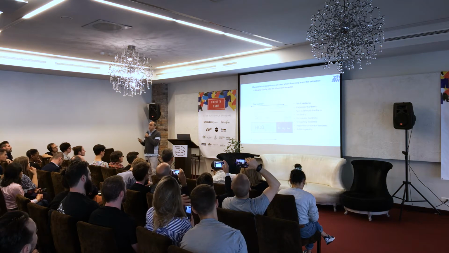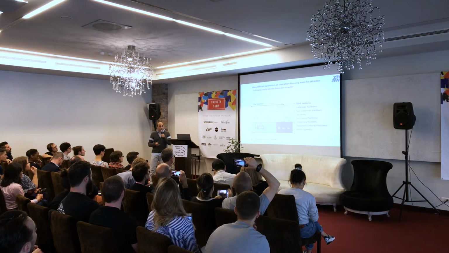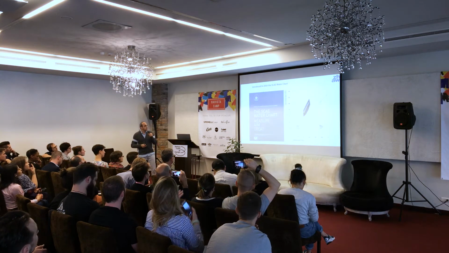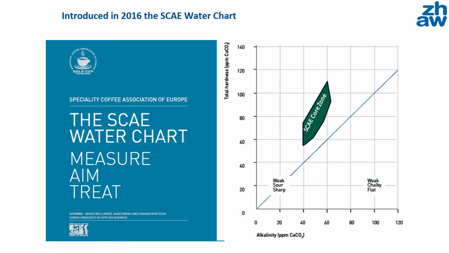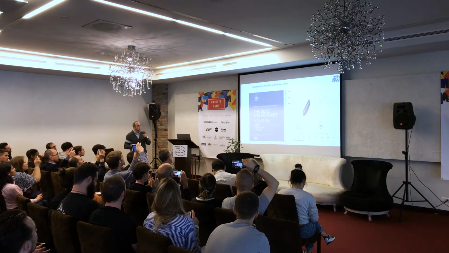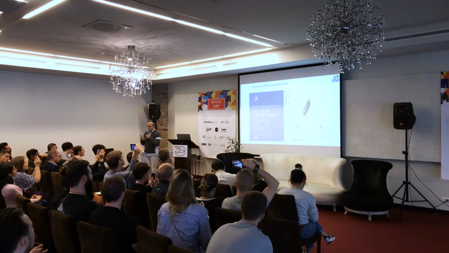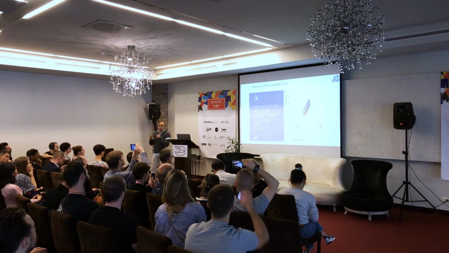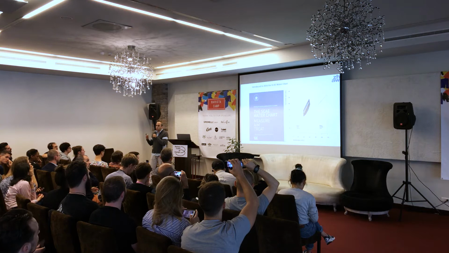And second is to define which are important. And that's what we have been doing in this SCA water chart, where we define two parameters, alkalinity and total hardness, as the driver for water description, and defined also there something like the ideal area, this core zone, just as in the brewing. So simplification is necessary, of course, in order to be able to talk about things.